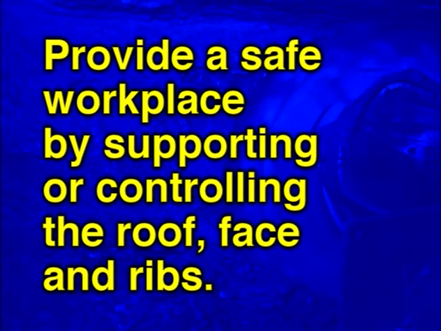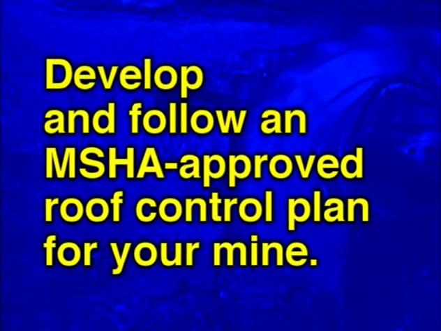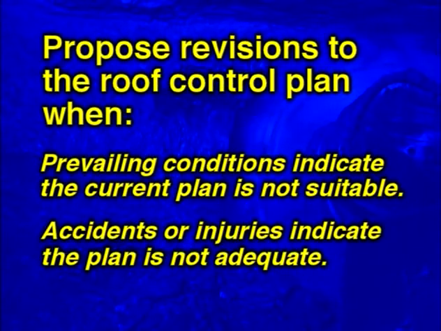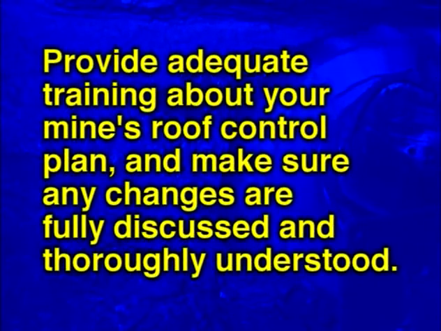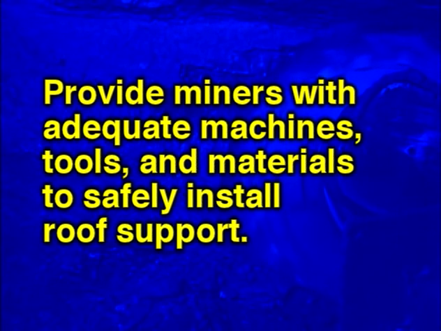If you're an operator, you must provide a safe workplace by supporting or controlling the roof, face, and ribs in areas where persons work or travel. Develop and follow an MSHA-approved roof control plan for your mine. Propose revisions to the roof control plan when prevailing conditions indicate that the current plan is not suitable, or when accidents or injuries experienced at the mine indicate the plan is not adequate. Provide adequate training to miners about your mine's roof control plan and make sure any changes made in the plan are fully discussed and thoroughly understood before they are implemented. Provide miners with adequate machines, tools, and materials to safely install roof support.